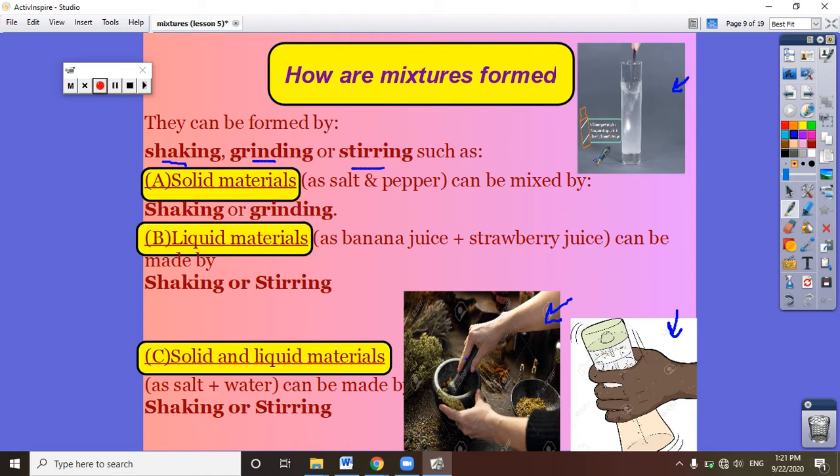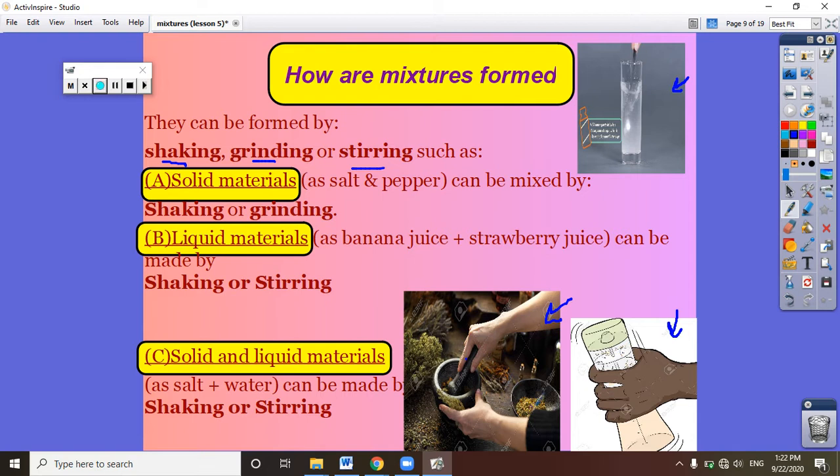To make any mixture, we can use the shaking way. So, to make any type of mixture, solid, liquid, or solid-liquid, if we ask you to make any type of mixture, I answer by shaking. So shaking can make any type of mixture.